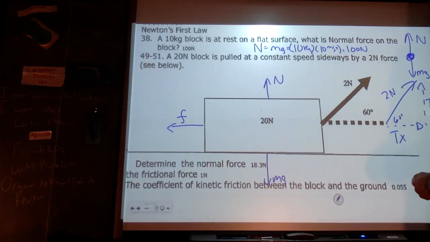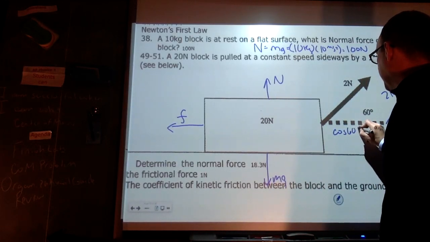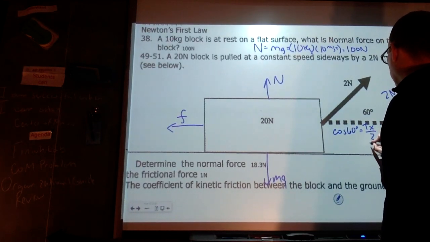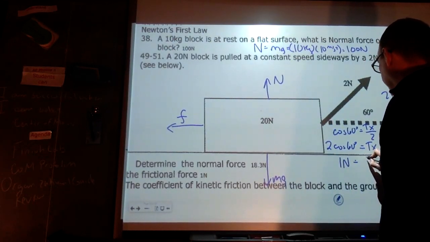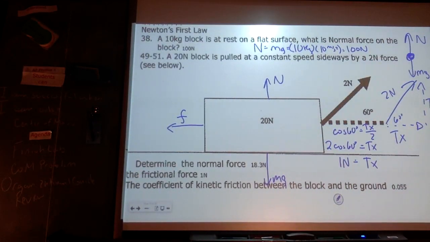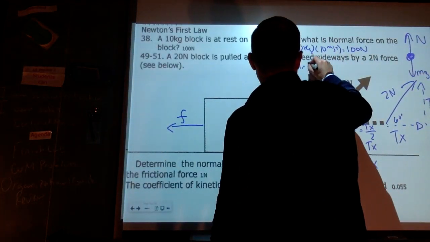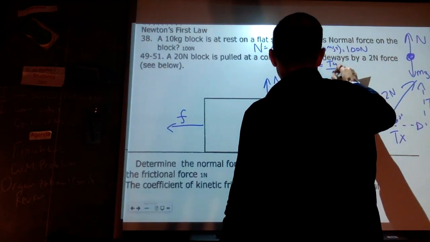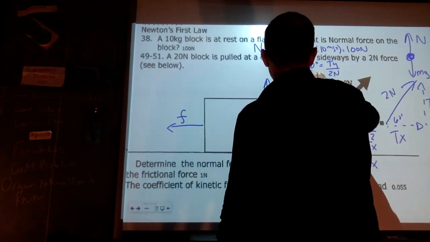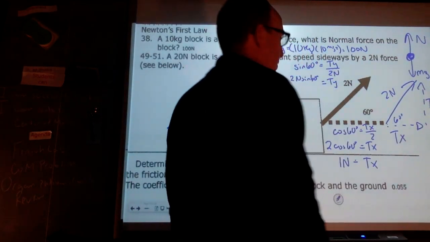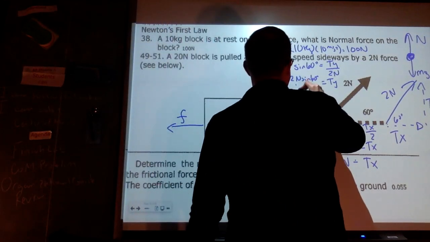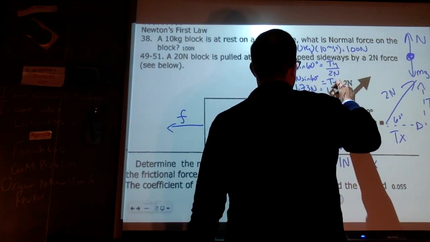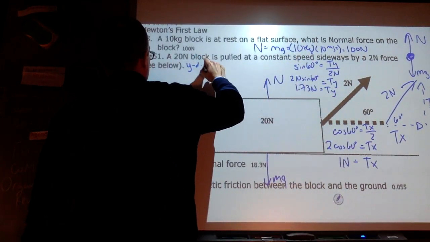So this would be Tx, this would be Ty. I would use cosine to get Tx. So I would say that cosine of 60 would be equal to Tx over 2. So Tx is going to be 2 cosine 60, or 1. And then for Ty, I would use sine, and I would say that sine of 60 is Ty over 2. So Ty is 2 sine of 60, which is going to be 0.866 times 2, which is 1.73. All right, in the y direction, we're balanced.